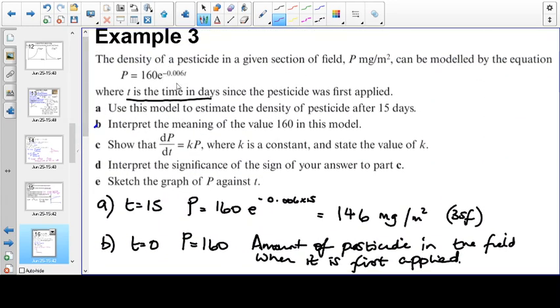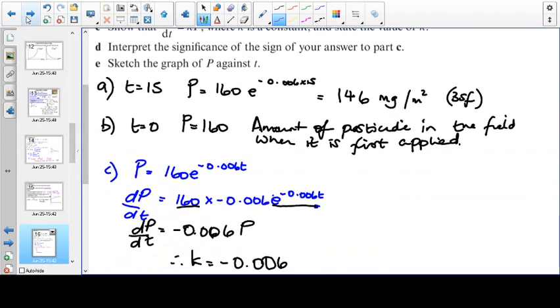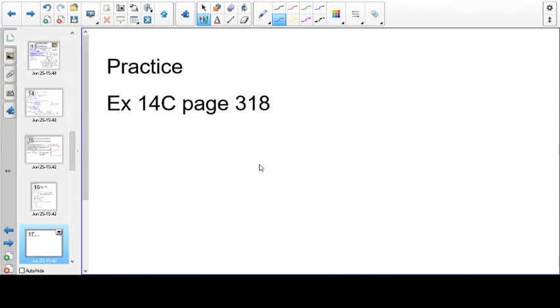Okay, so the numbers can be a bit awkward, but very much doing the same thing over and over again. Okay, so please have a little practice of those, exercise 14C, and that's the end of that video.